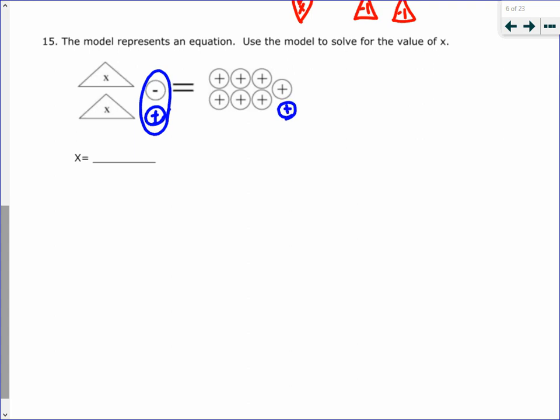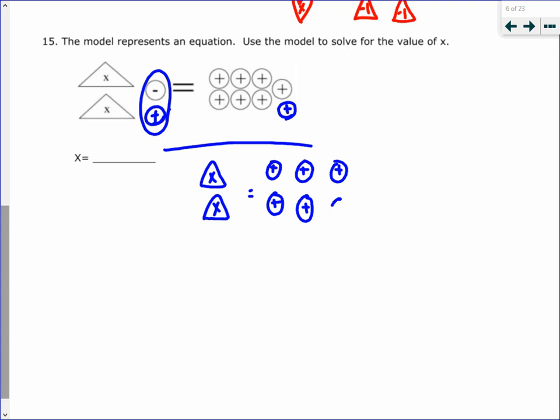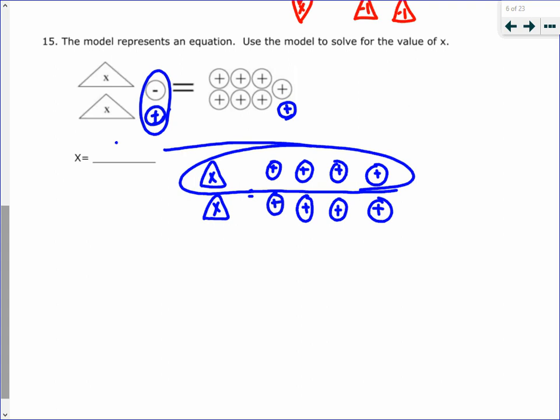So now I have 2 x's left with 8 positives. So I'm just going to do 8 of, split them up. So 1x is equal to 4. 1x equals 4.